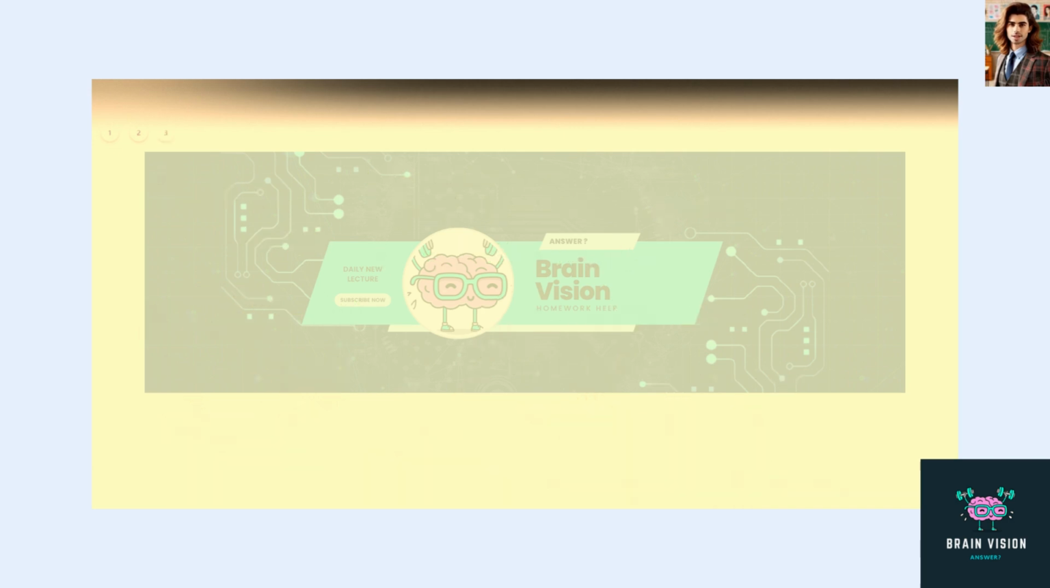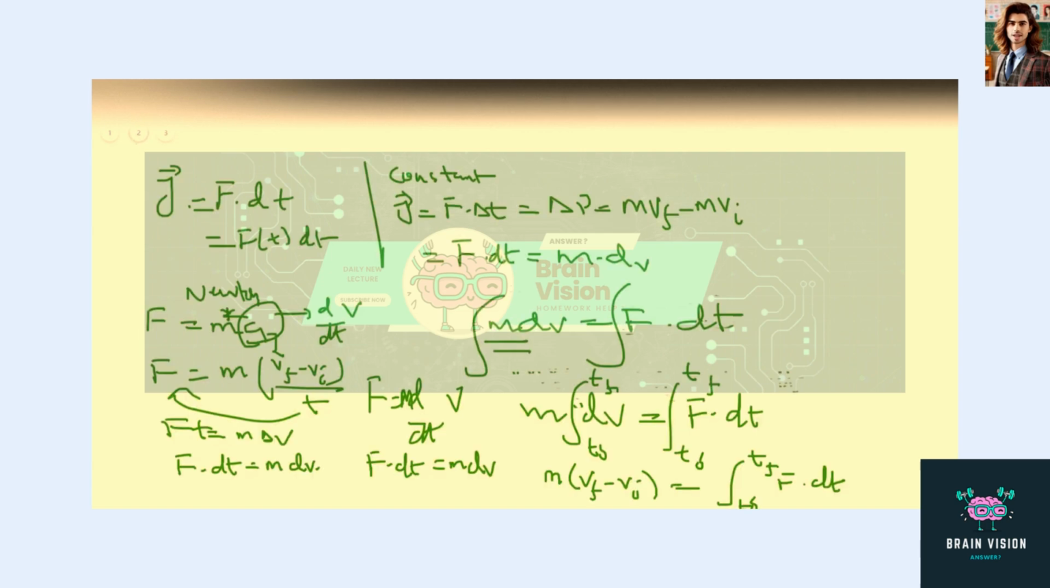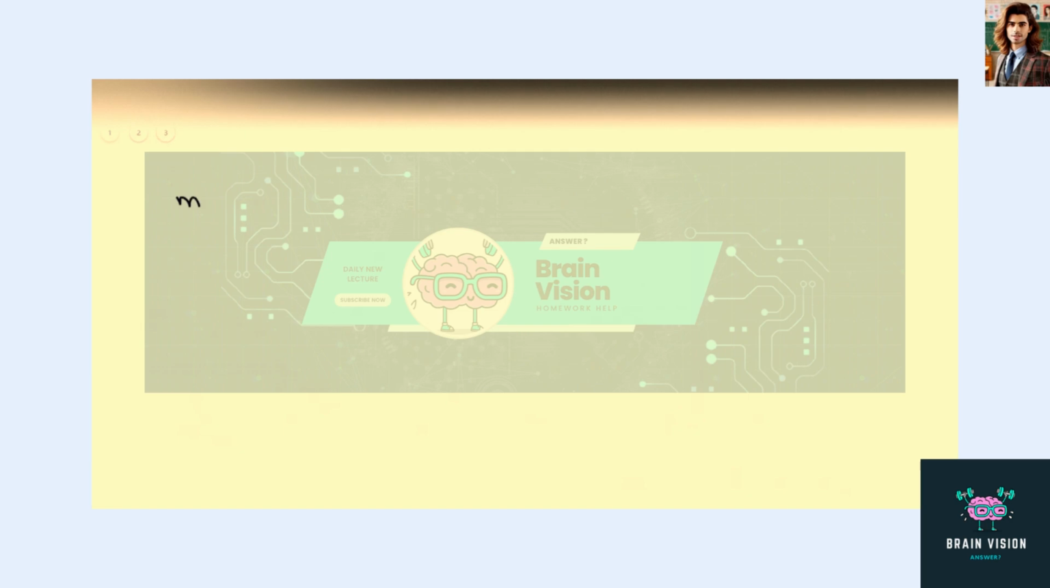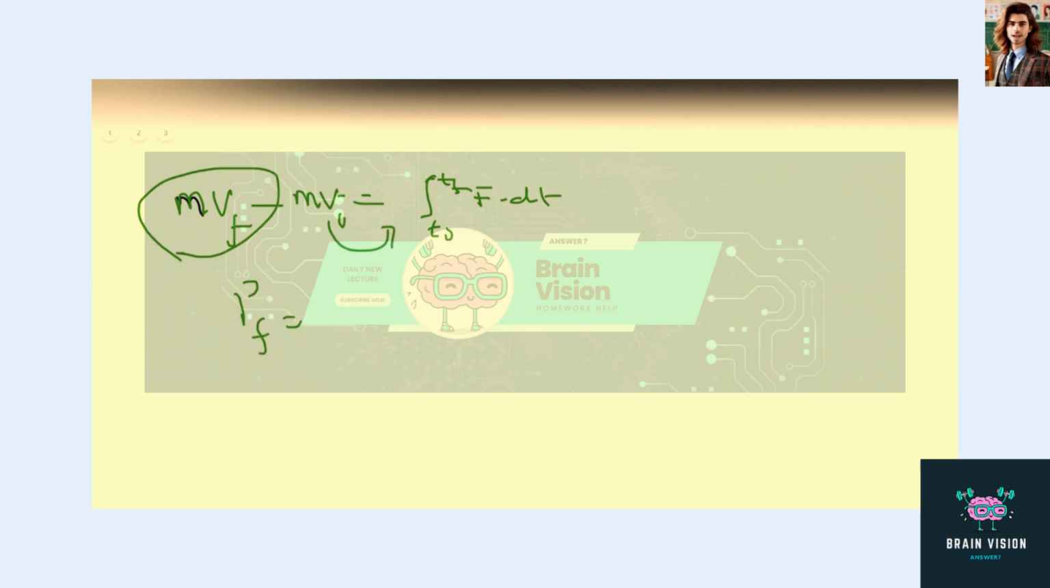Okay, and so in the next page, we want to get the final momentum. Looking back, you can see m v final minus m v initial equals the integral from t0 to t final of F dt. Our goal is to get this one, so we say final momentum, moving this to that side, equals initial momentum plus the integral from t0 to t final of F dt.